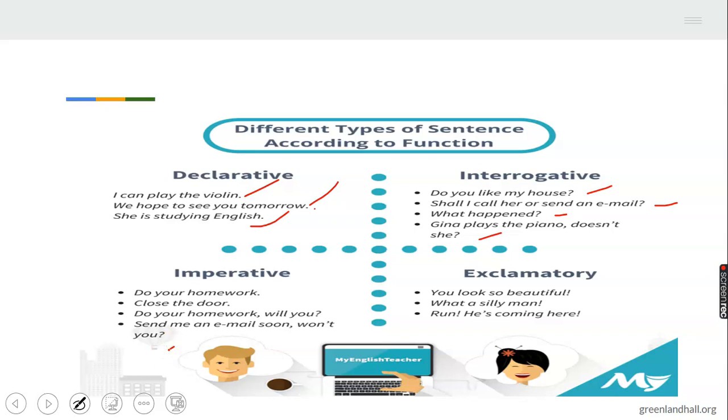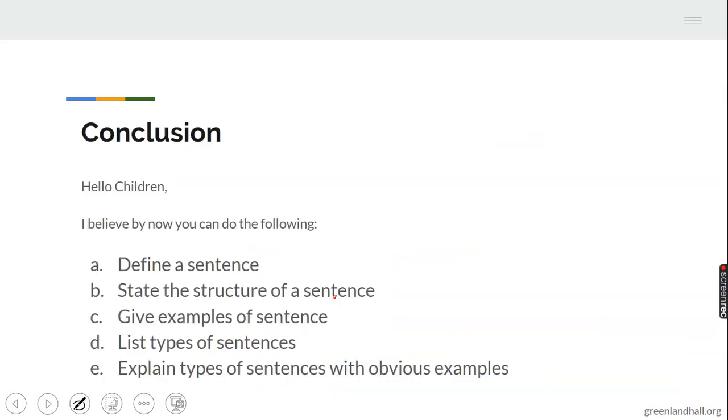Then we have exclamatory. You look beautiful. Wow. What a silly man! Okay, run is coming here. Exclamatory. Okay, I hope you have seen examples of exclamatory sentences, imperative sentences, interrogative sentences, and declarative sentences. I've told you before that imperative sentence can also end with an exclamation mark. Okay, now let's quickly go to the conclusion.